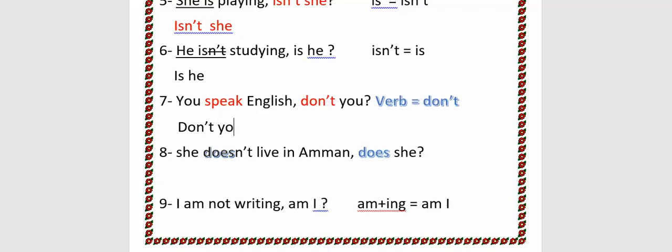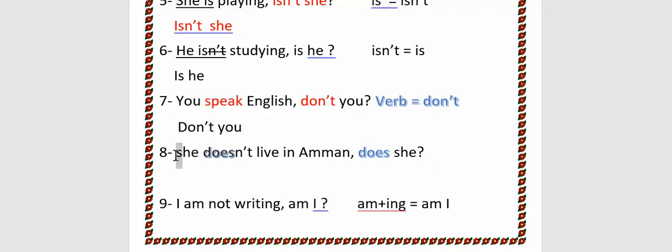Then it's followed with you. It becomes don't you. Is it correct? Yes. So we will take the opposite of the sentence. What's the opposite? You comes the second one. Speak is a verb, so we change it with don't.